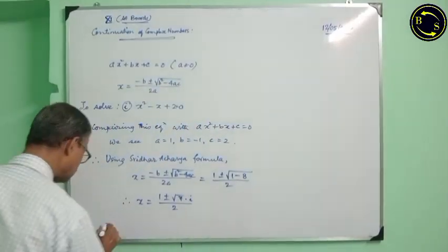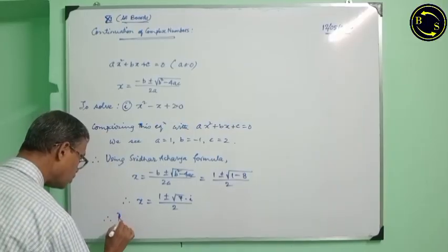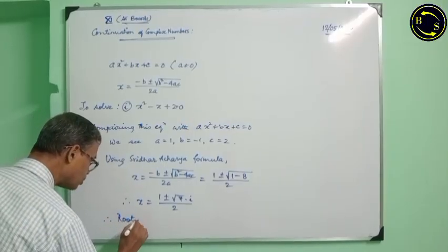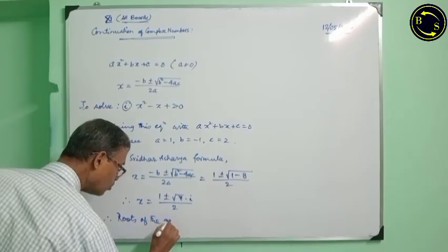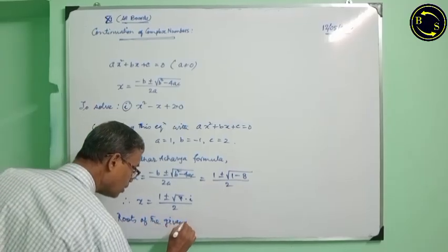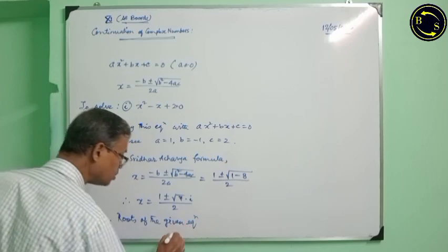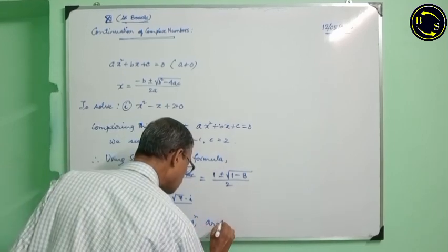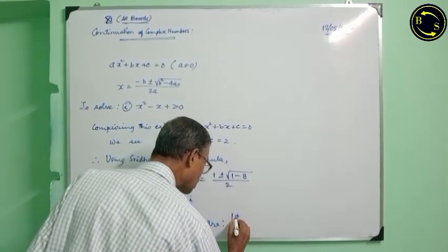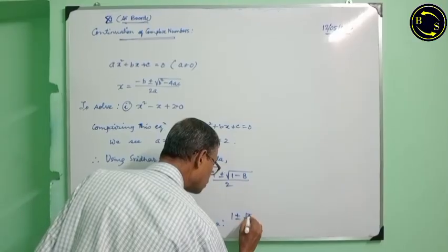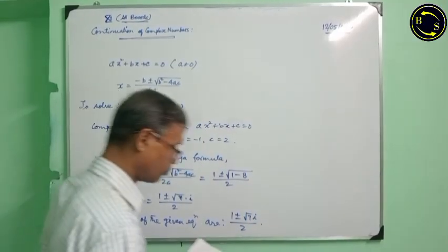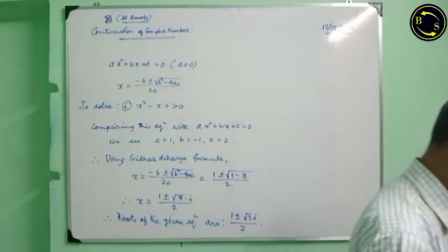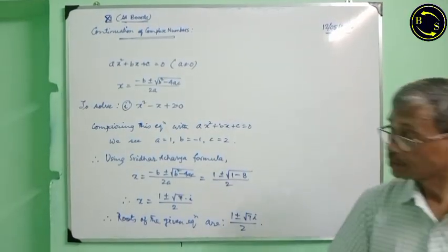Now you can mention, therefore, roots of the given equation are 1 plus minus root 7 i by 2. I think you have followed.